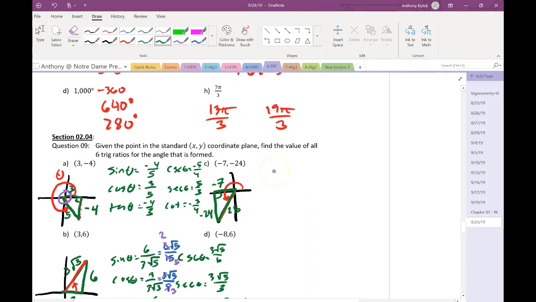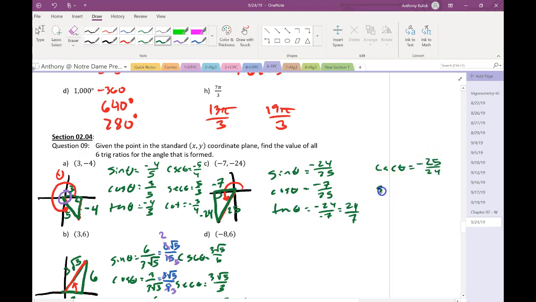Okay. So, sine theta is going to be opposite over hypotenuse. Cosine theta is adjacent over hypotenuse. Tangent theta is opposite over adjacent. Note that reduces to just positive 24 over 7. Okay. Cosecant is the reciprocal of sine, so that's negative 25 over 24. Secant is the reciprocal of cosine, so that's negative 25 over 7. And cotangent is the reciprocal of tangent, so that's positive 7 over 24.